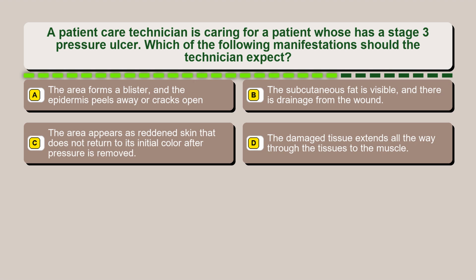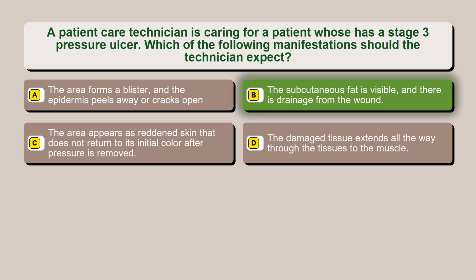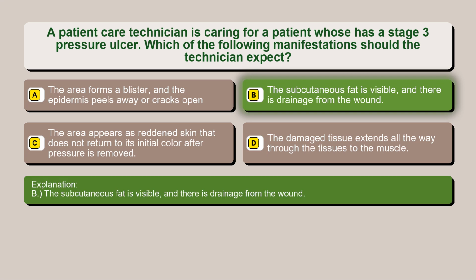A patient care technician is caring for a patient who has a stage 3 pressure ulcer. Which of the following manifestations should the technician expect? Option A, the area forms a blister, and the epidermis peels away or cracks open. Option B, the subcutaneous fat is visible, and there is drainage from the wound. Option C, the area appears as reddened skin that does not return to its initial color after pressure is removed. Option D, the damaged tissue extends all the way through the tissues to the muscle. The correct answer is option B, the subcutaneous fat is visible, and there is drainage from the wound.